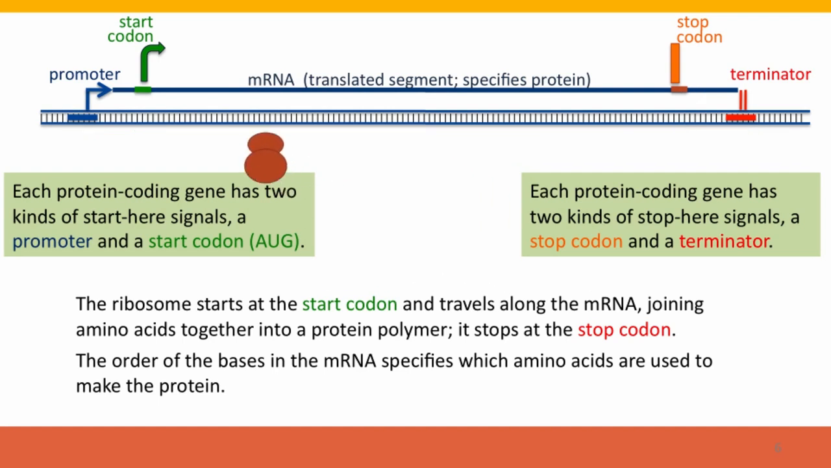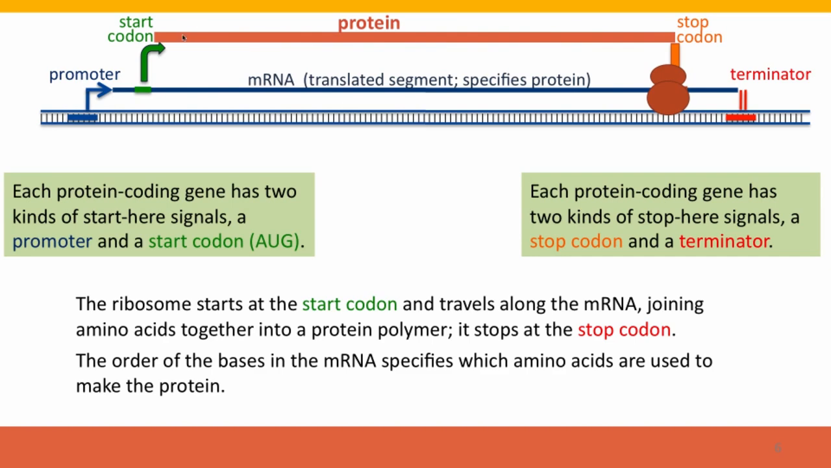So we can make this happen. The ribosome binds to the start codon. It proceeds along the messenger RNA from its 5' end to its 3' end, and as it goes along, it synthesizes amino acids, assembles amino acids into the polymer of a protein, and it stops when it reaches the stop codon. The order of the bases within the DNA determines, of course, the order of the bases in the messenger RNA, and that determines the order of the amino acids in the protein. We'll talk about this in the next video.